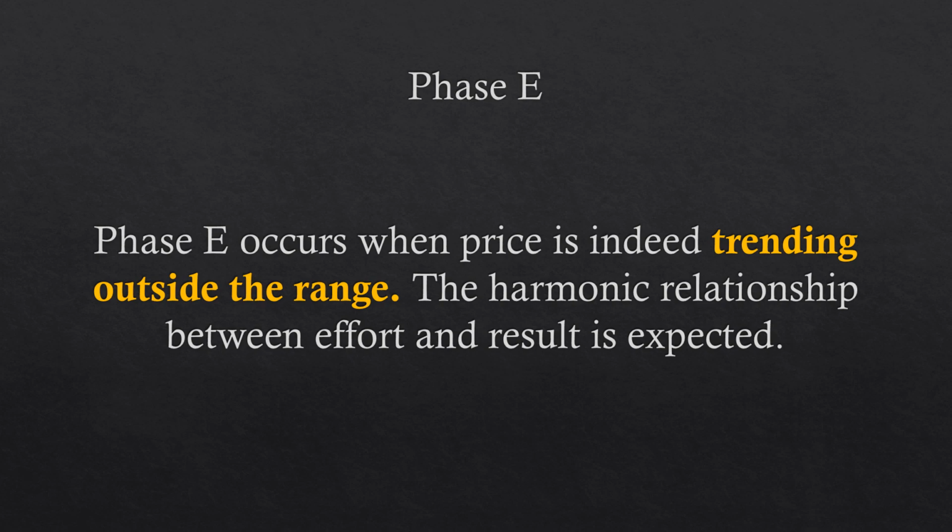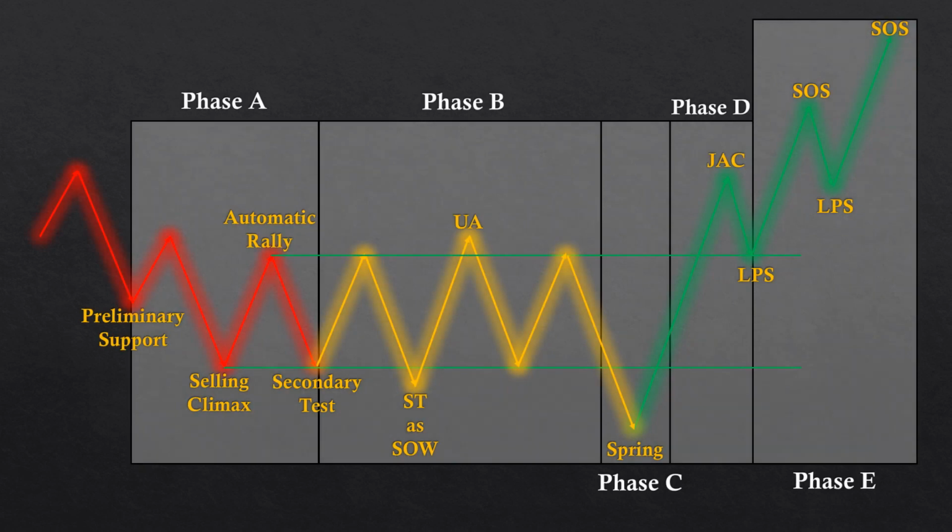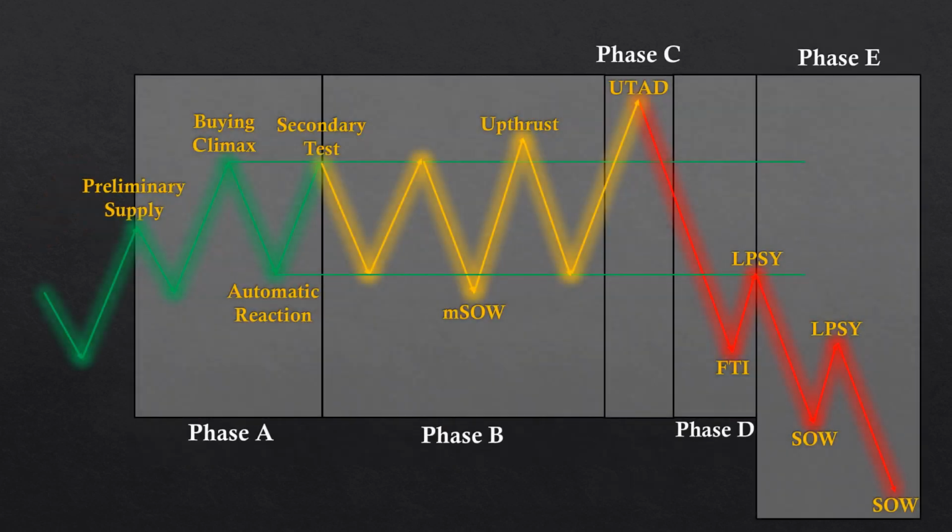In an accumulation, phase E will be marked by impulse movements labeled as sign of strength and corrective movements labeled last point of support, as you can see in this illustration. In a distribution, phase E will be marked by impulse movements labeled as sign of weakness and corrective movements labeled as last point of supply, as you can see in this other illustration.